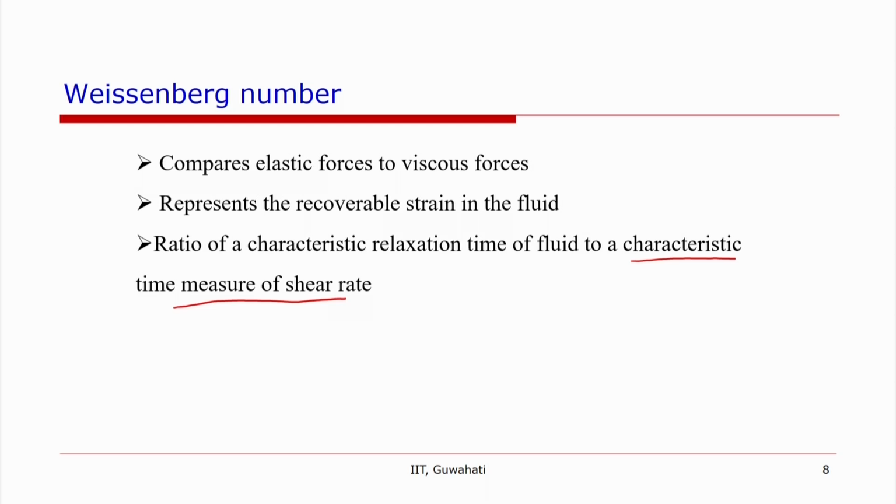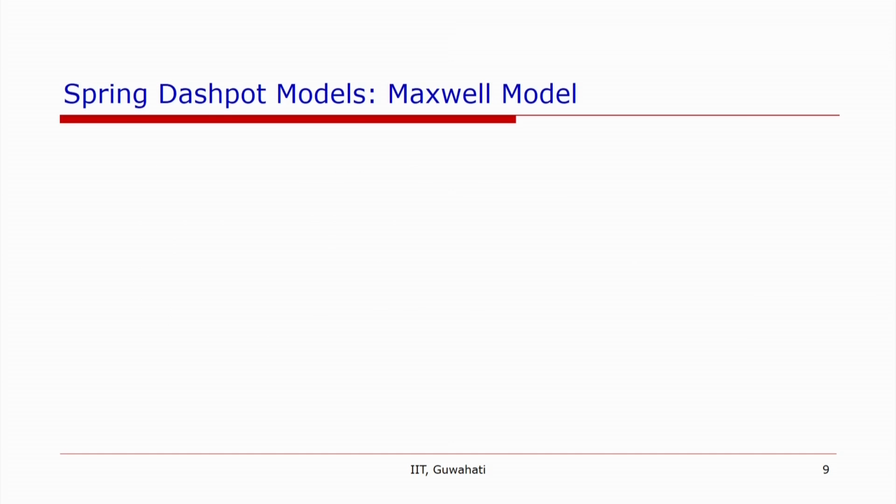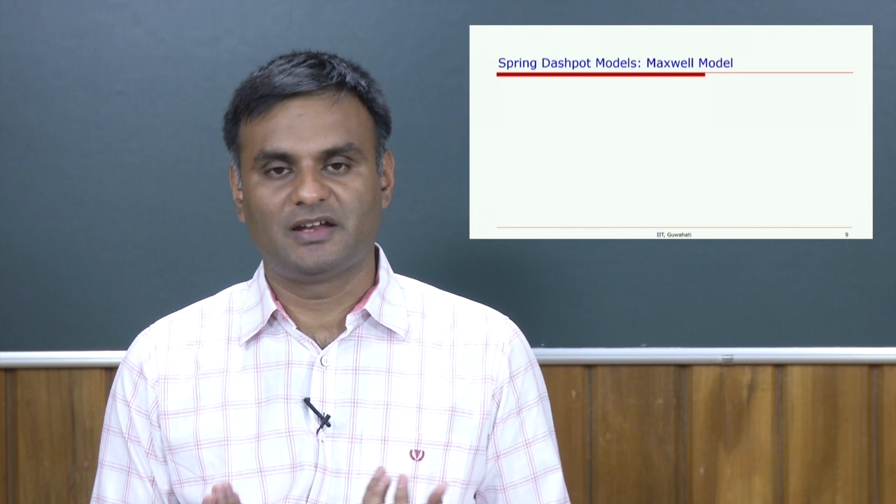So, if the time of observation is the same as the time measure of shear rate, then the two numbers will be equal, but it is not always necessary that the two times will be equal. So, it is not necessary that the Weissenberg number will be the same as the Deborah number. Okay. So, until now we have established that viscoelastic fluids have two properties, viscous and elastic behavior.